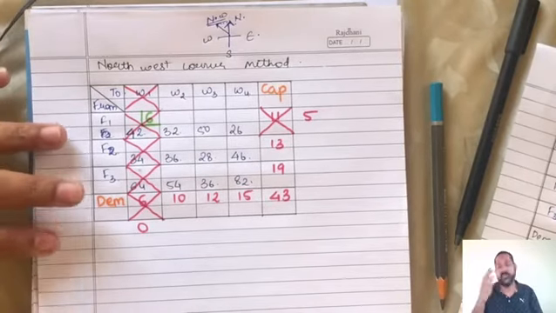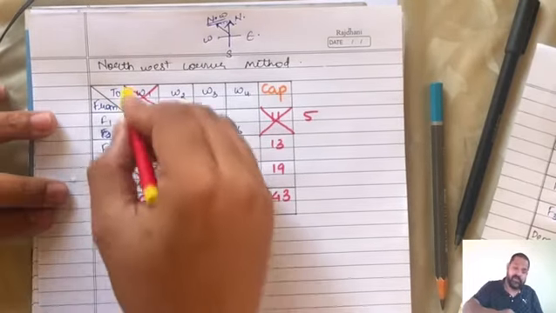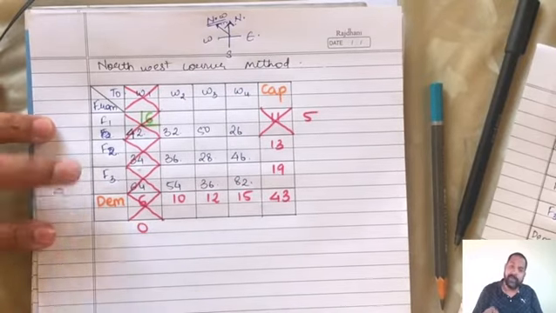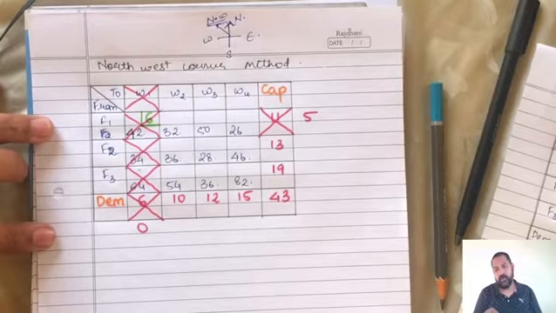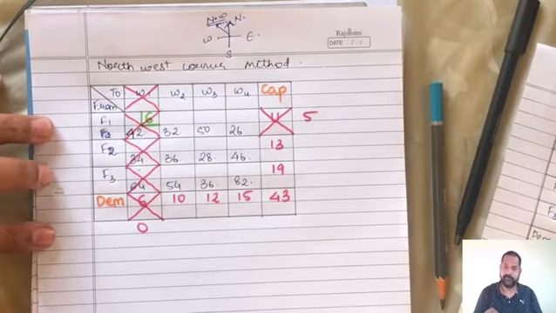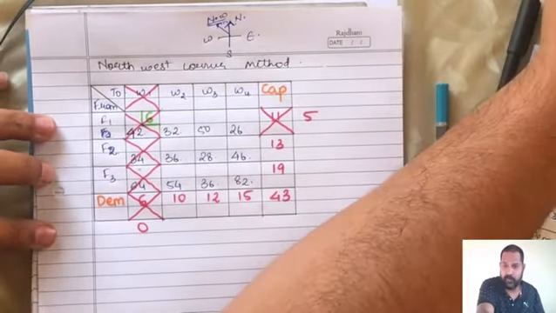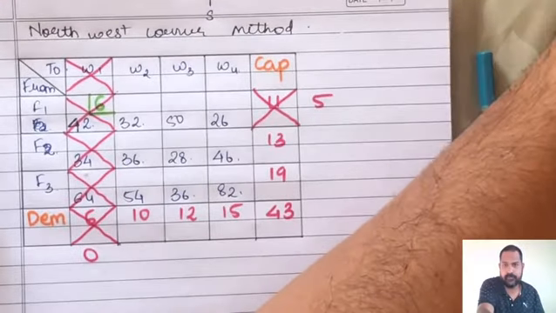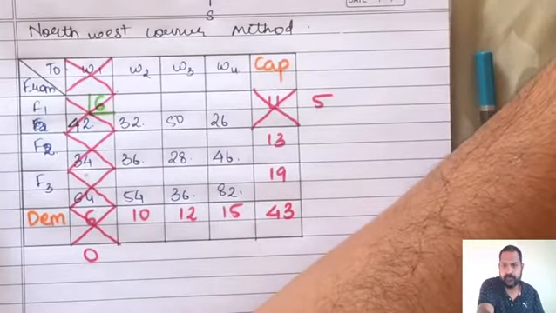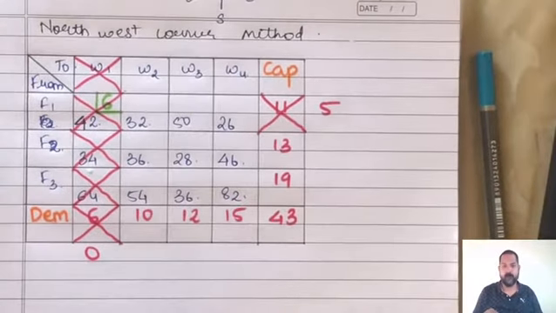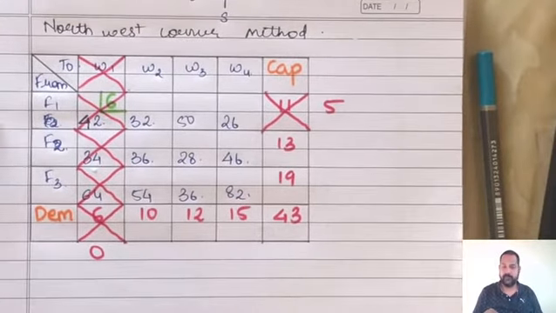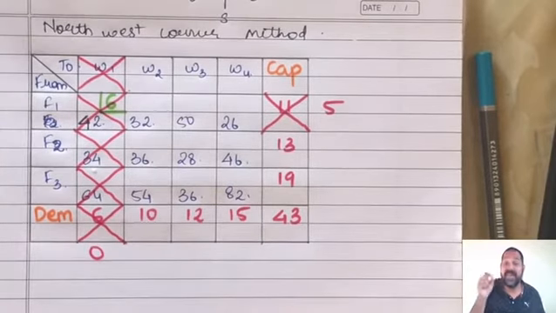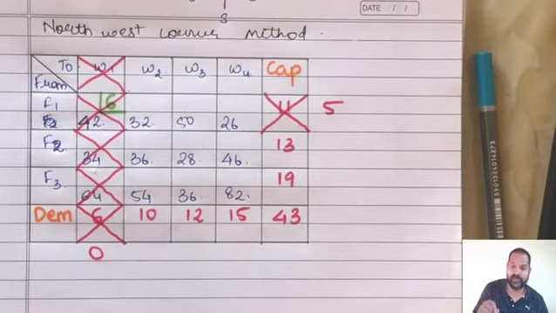Either way, cancel whatever has exhausted, because if W1 has no more demands left, then what's the point in keeping W1 in the game? So I remove W1 from the game. Let me zoom in a little before I continue. Done? Now what? Go to the next respective northwest corner.